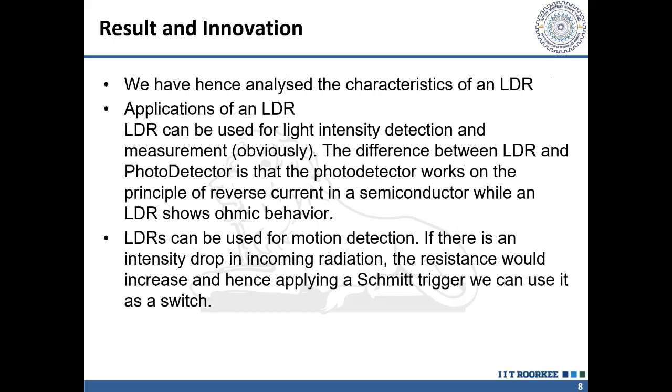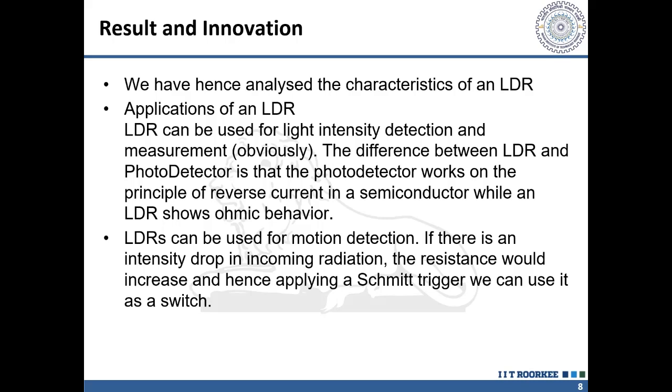The results and inference. So hence we have analyzed the characteristics of an LDR, and we can kind of extrapolate the applications of an LDR. Of course, an LDR can be used for light intensity detection and measurement. Obviously, from the way we have done the experiment, we can understand the intensity is pretty much the highlight of the LDR. The difference between an LDR and a photodetector is that the photodetector works on the principle of reverse current.